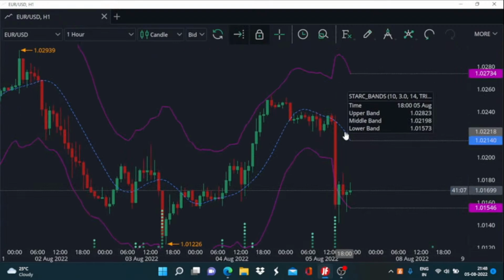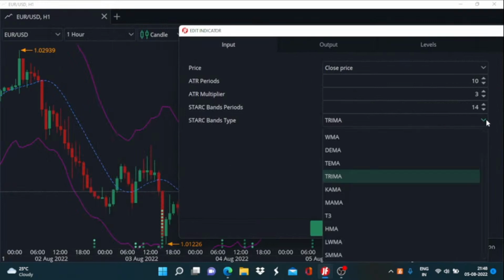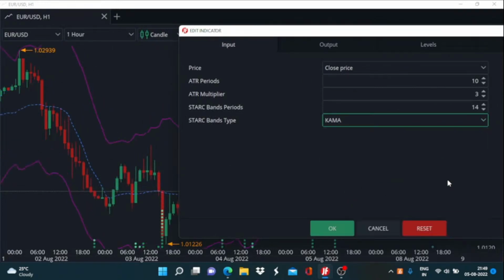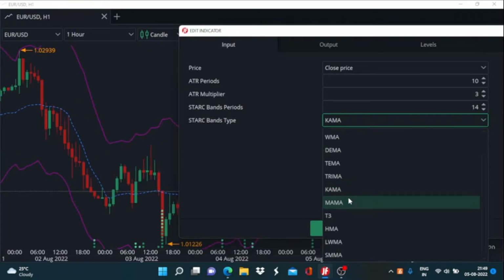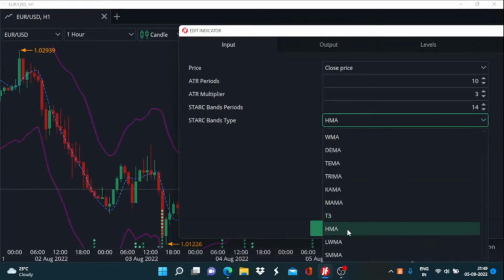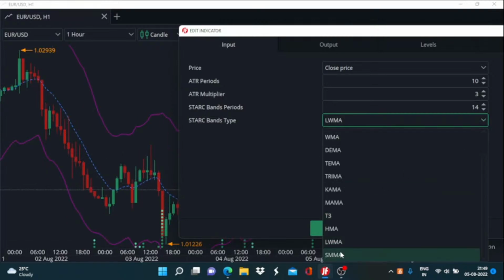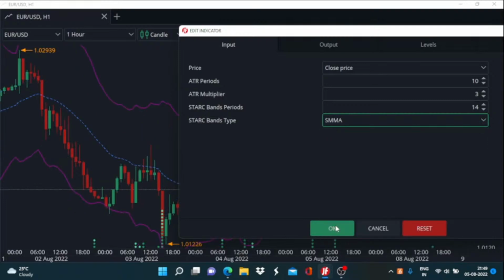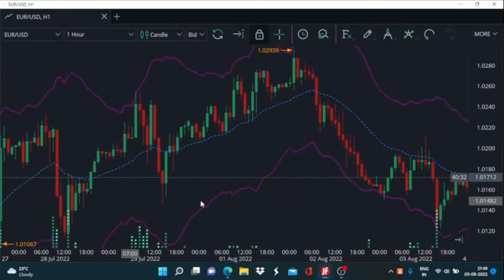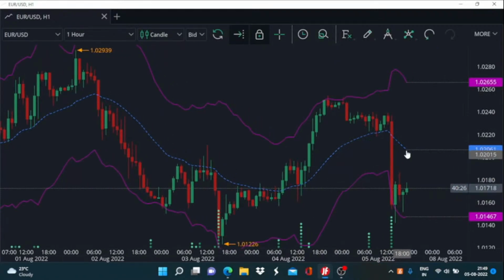All right, now let us see some of the other editing options. We can change these moving averages. One by one, I will try it out to see what kind of changes we can observe in the plotting of the bands. T3 is also a lot smoother moving average. HMA is the Hull moving average. LWMA, linear weighted moving average. We have SMMA as well in place. So all these kinds of moving averages are there for making an assessment while taking trading decisions.